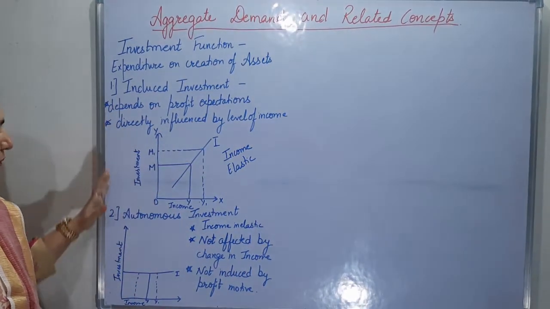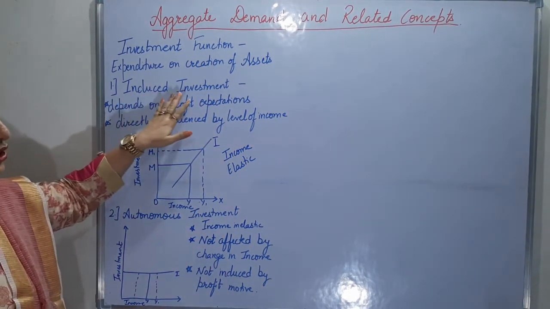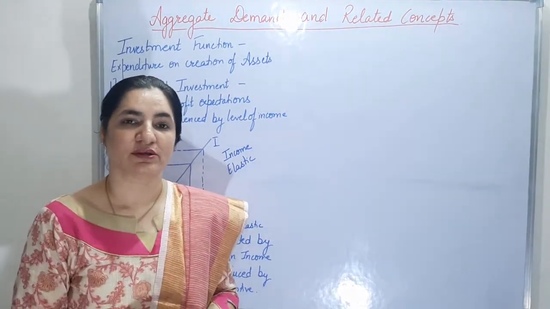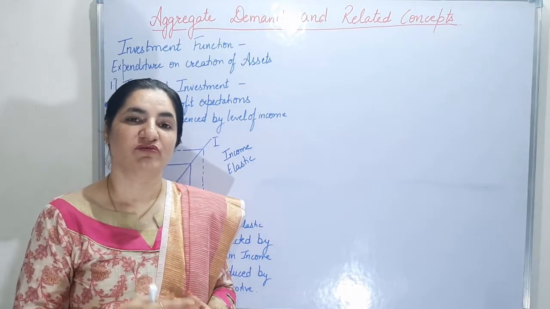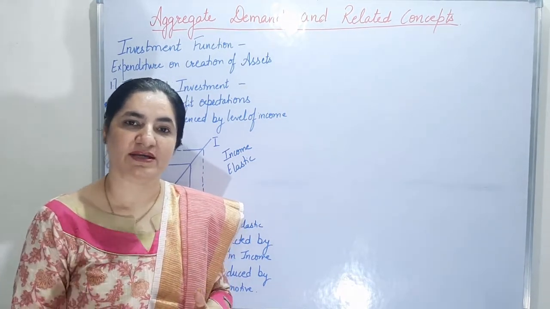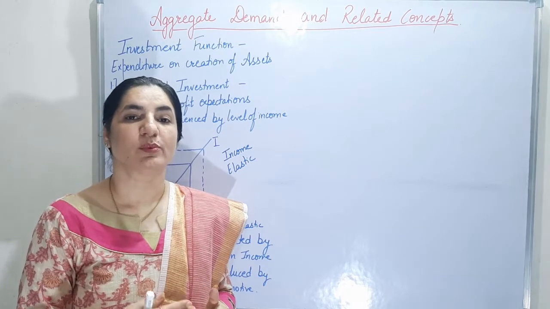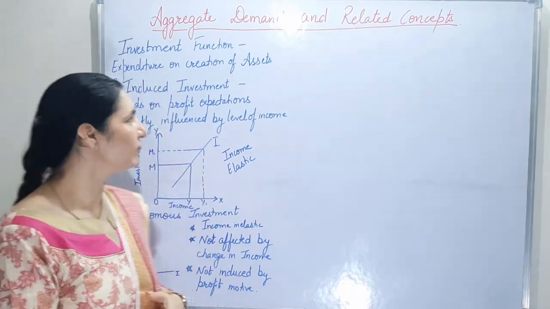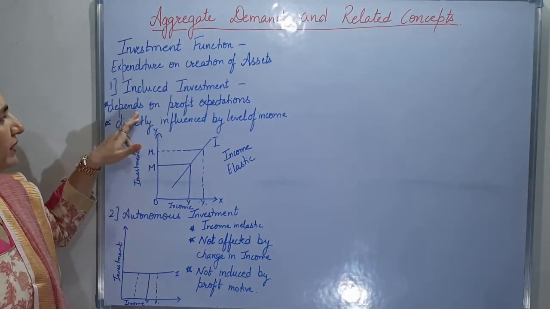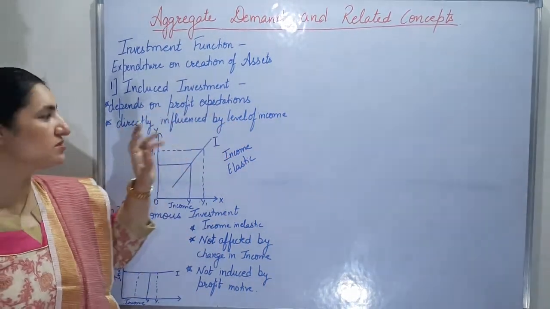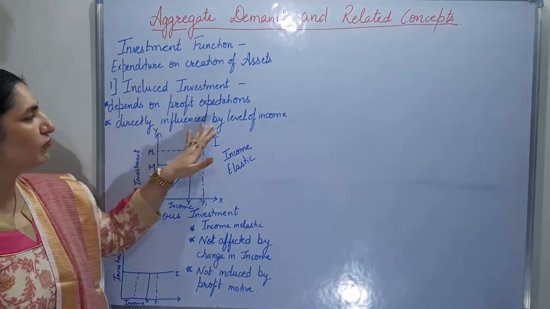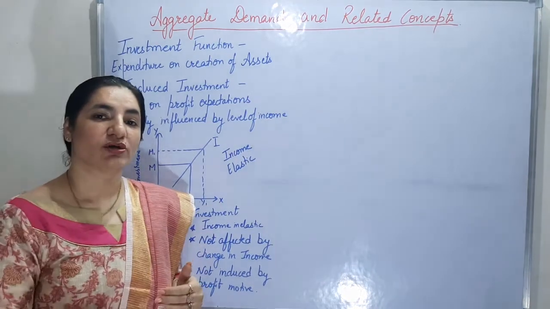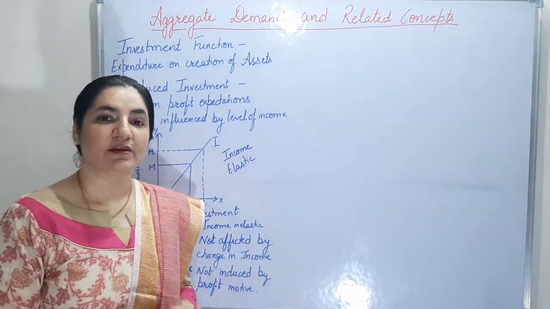Investment has two categories. First is induced investment. Induced investment means investment which depends on the increase in income. If the level of income increases, the investment will also increase because it is done for the profit motive. So the important points are, it depends on profit expectations and it is directly influenced by the level of income. So as it depends on income, we say it is income elastic.